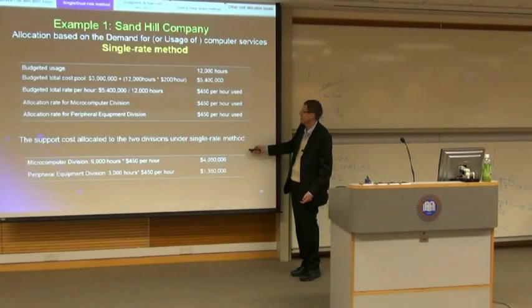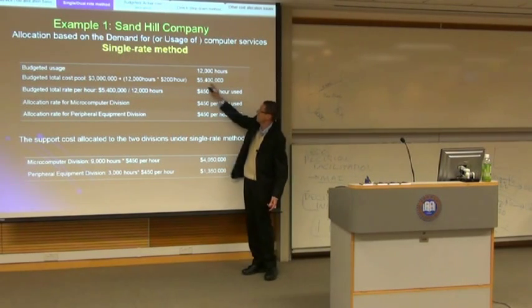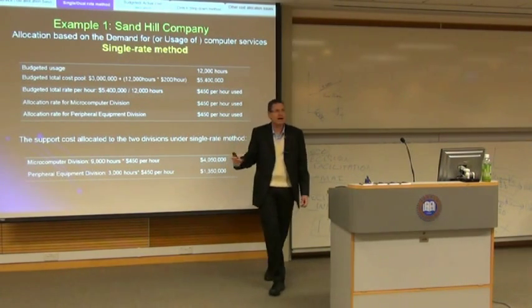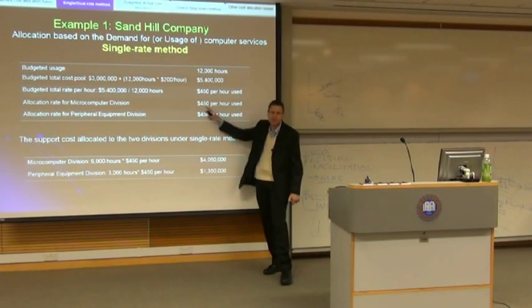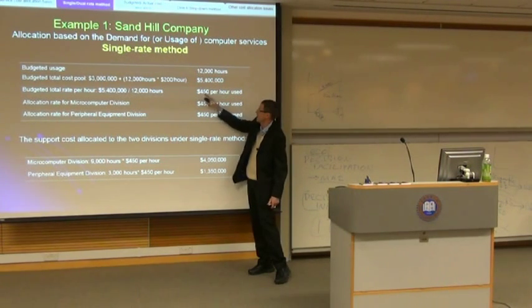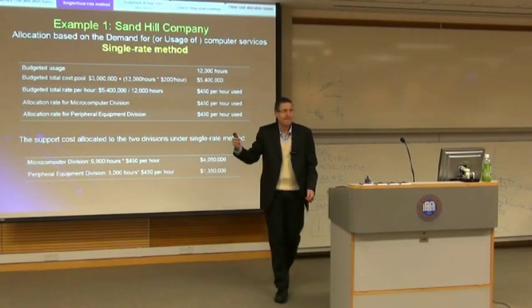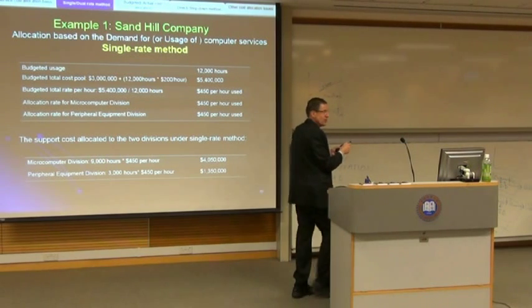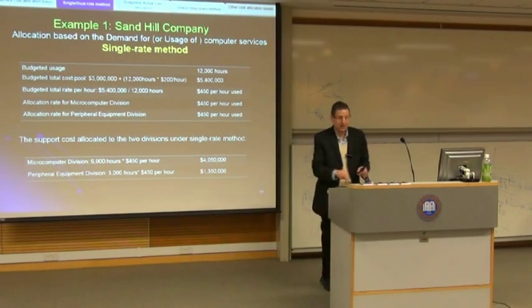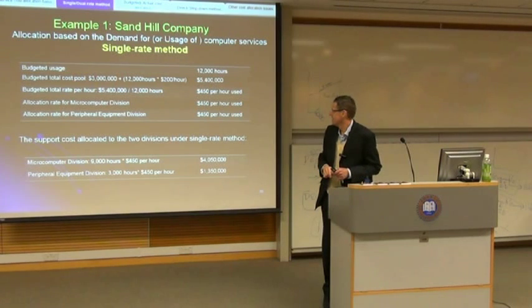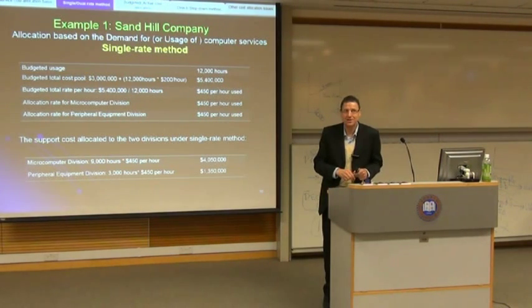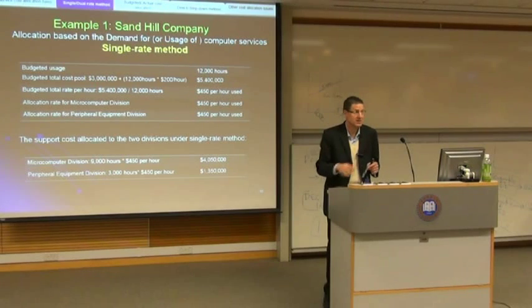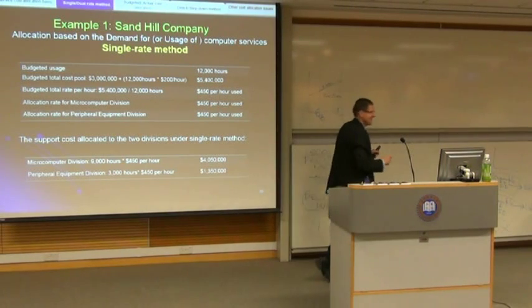Stay with me here. 5.4 million divided by 11,000. How much per hour? Is it more or less than 450? Do the calculation. Let me write it. Let me say what we're doing here. It's more, of course, because the denominator is smaller. All right?